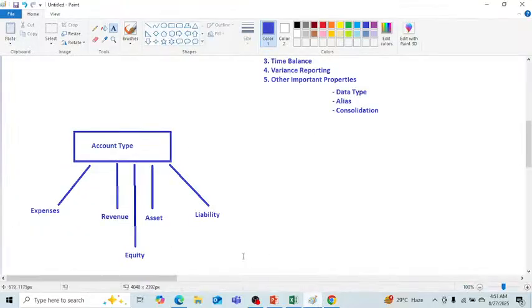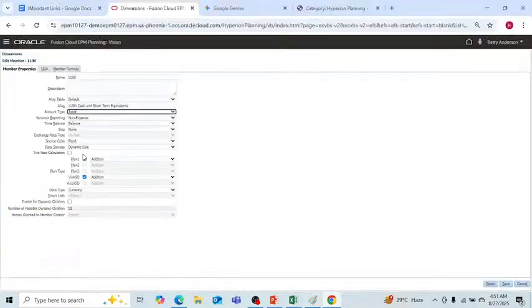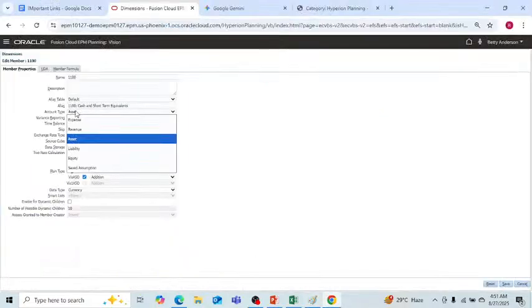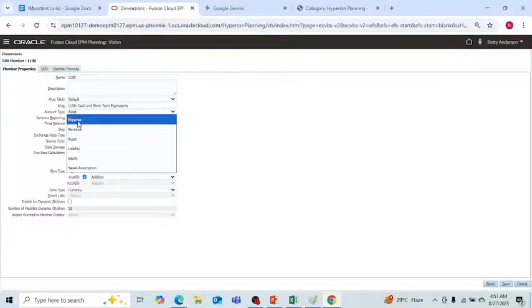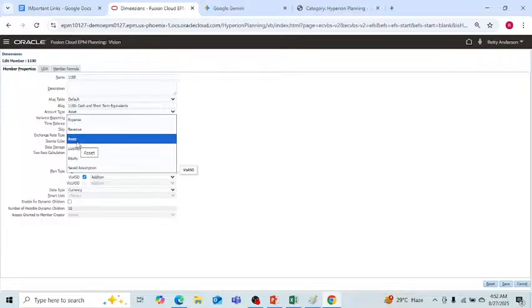Okay, so we have discussed the account type, what kind of account types we have, from the instance itself. Here we have asset, this is the account type. If it were revenue in the income statement, we can just make it revenue. So it is all about the selection, what kind of account it is, as well as which specific account you are doing the planning in. So it is so simple.